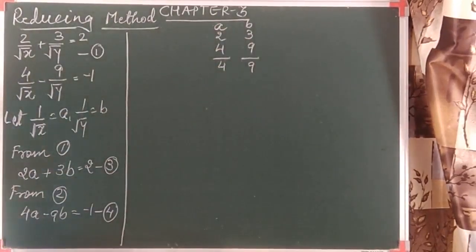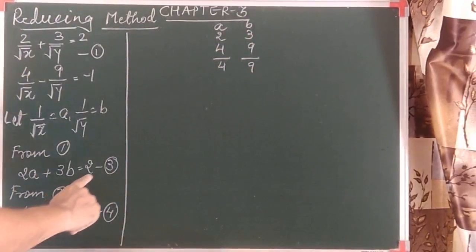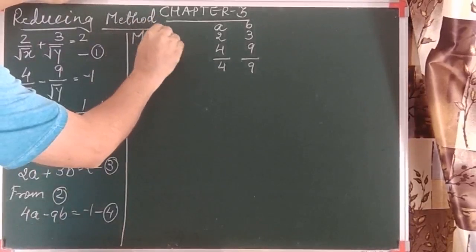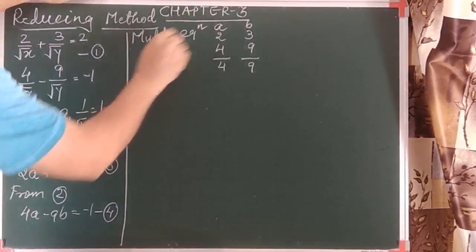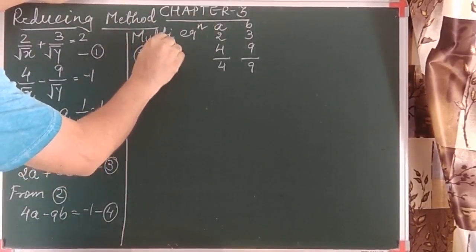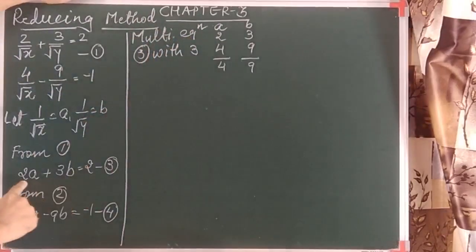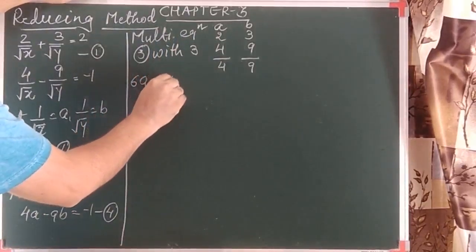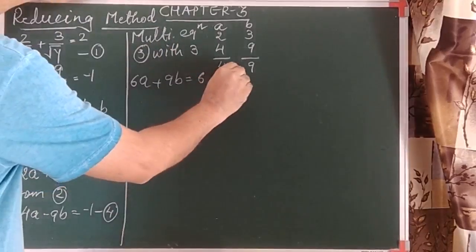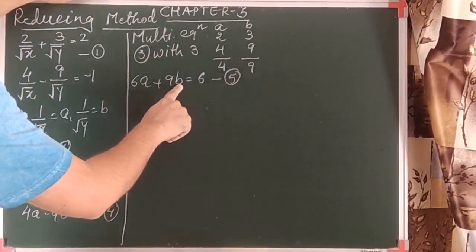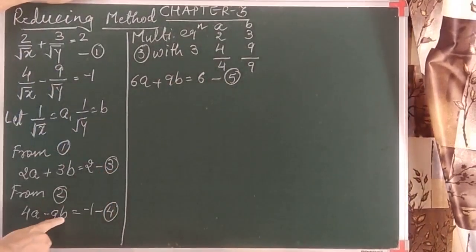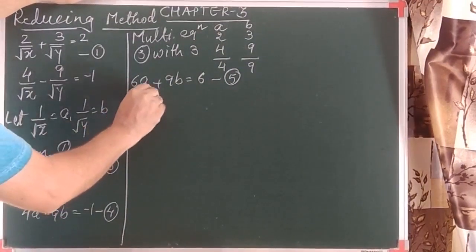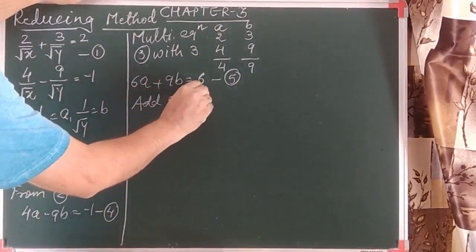To eliminate b, let us multiply equation number 3 with 3. Only the third equation. So 3 twos are 6a plus 3 threes are 9b equals 3 twos are 6. Now you observe the coefficients of b in equation 5 and equation 4. They are additive inverses of each other. So let's add equation 4 and 5.